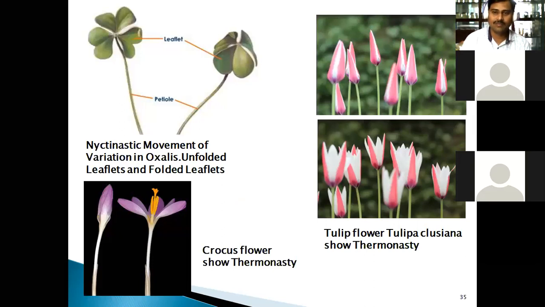Then nyctinastic movement, the variation in Oxalis, unfolded leaflets and folded leaflets. This is the Oxalis, the color picture mentioned here. Then this is a tulip flower, Tulipa species, that shows thermonasty. When temperature is proper, it opens the flower. When temperature is not proper, it closes the flower. The Crocus flower also shows thermonasty.